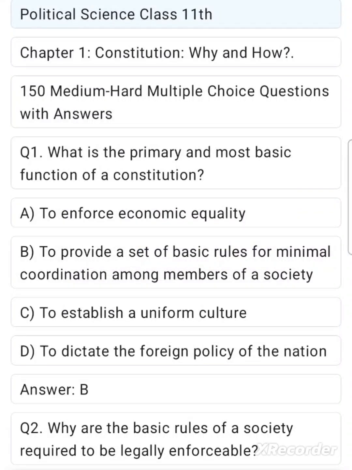Political Science Class 11th. Chapter 1, Constitution, Why and How. 150 medium hard multiple choice questions with answers. Q1. What is the primary and most basic function of a constitution?